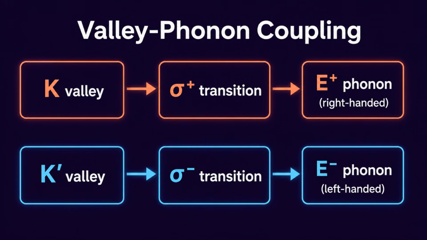Valley-phonon coupling creates a remarkable connection between valley index and phonon chirality. At the K-valley, sigma plus circularly polarized light couples to transitions involving E+ phonons with right-handed circular motion. At K', sigma minus light couples to E- phonons with left-handed motion. This is the origin of valley-locked chirality.